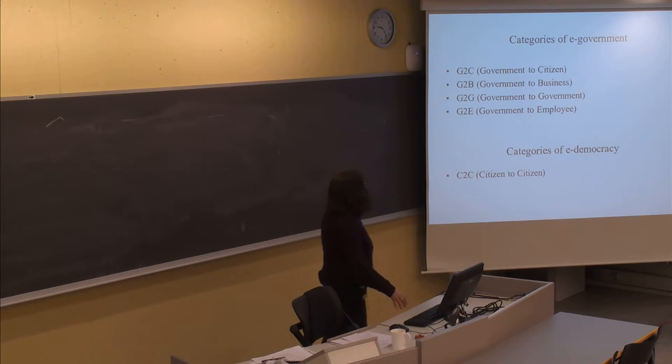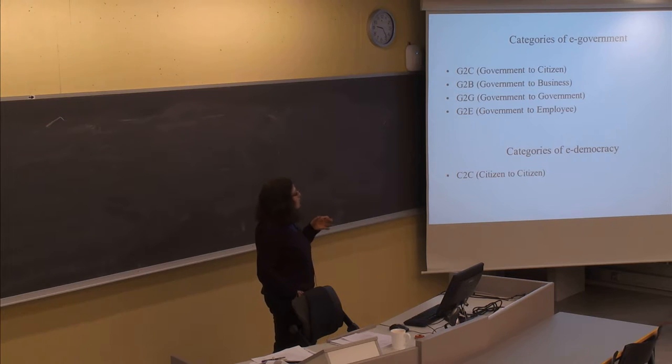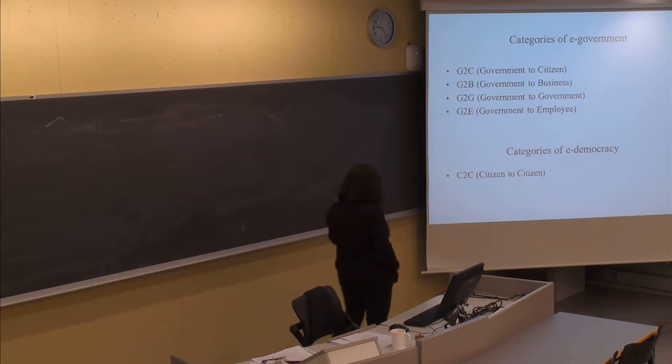Sometimes when people think about e-government, they think about these categories: government to citizen, government to business, government to government, and government to employee. These are some of the sectors we'll talk about. But there's also a citizen to citizen category, which is any democracy. Some people think there still needs to be a forum or a place where citizens can talk with each other.